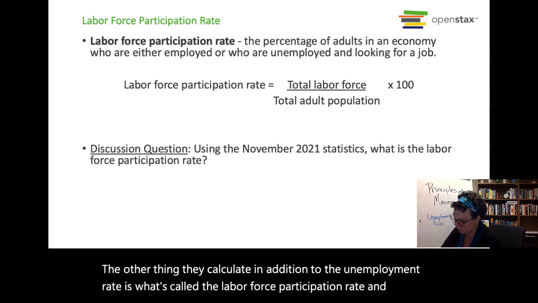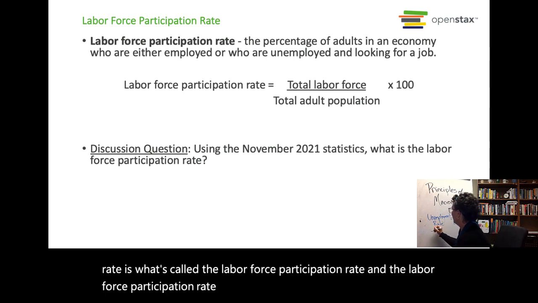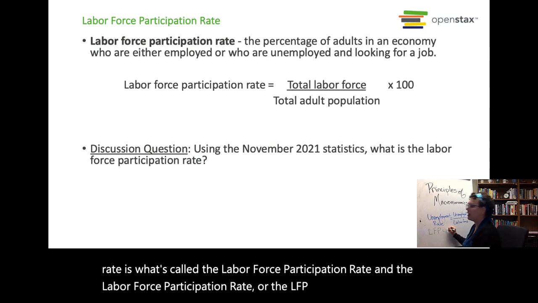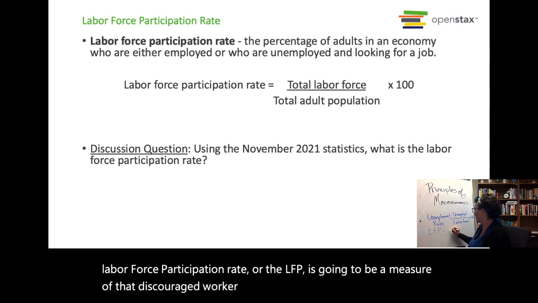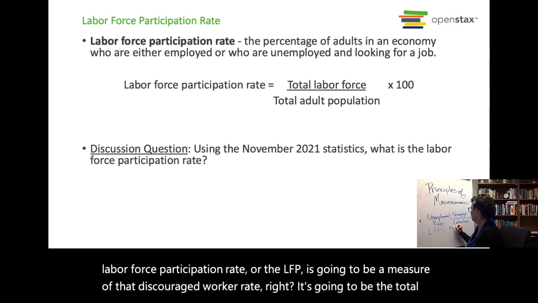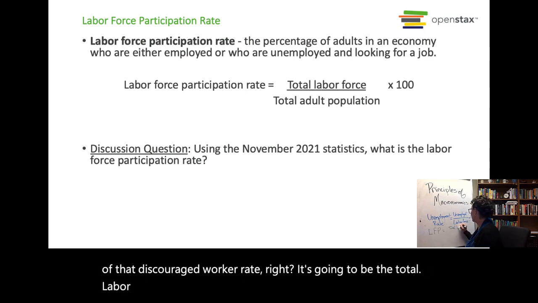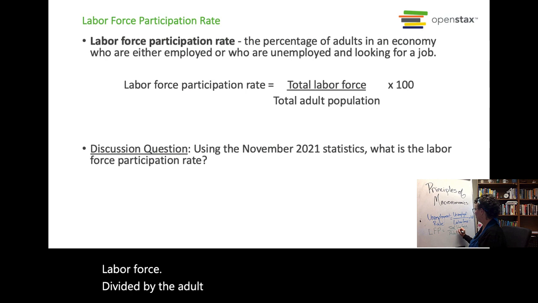And the labor force participation rate, or the LFP, is going to be a measure of that discouraged worker rate, right? It's going to be the total labor force divided by the adult population. Times 100 to make it a percentage.